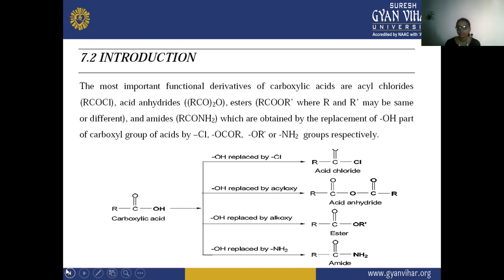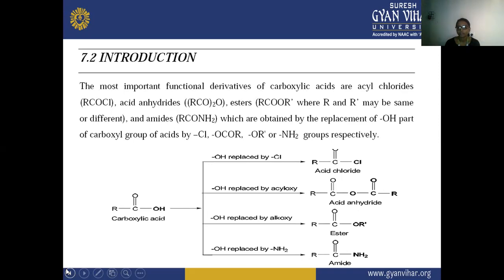So from the carboxylic acid, this OH is replaced by different functional groups, and then four important carboxylic acid derivatives are formed: acid chloride, or you can say acyl chloride, acid anhydride, esters, and amides. These are the four important functional derivatives of the carboxylic acids.